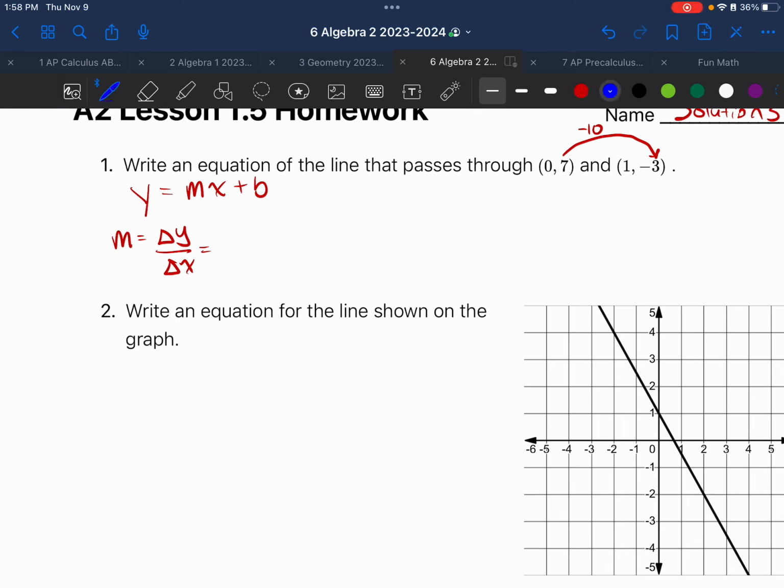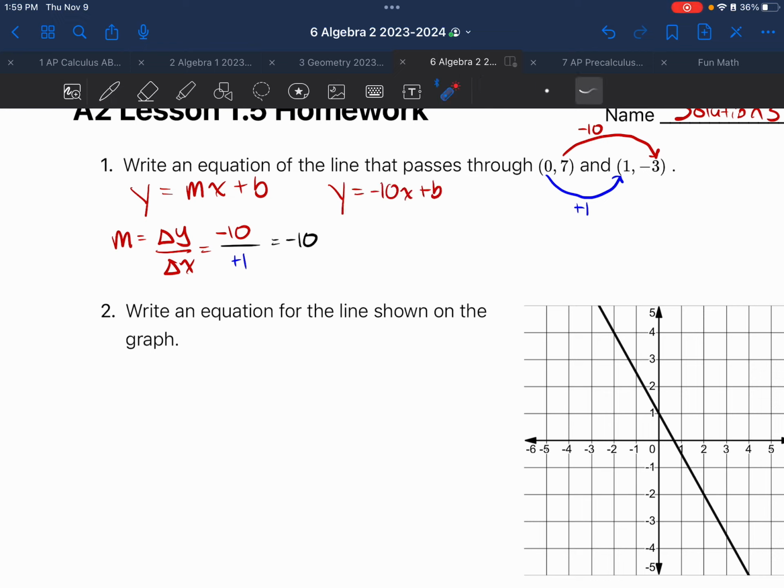How much did I change for the x's between 0 and 1? To get from 0 to 1, I just have to add 1. So those are the changes. My change in y is minus 10, and my change in x is plus 1. If I simplify this fraction, I just get -10. So there's my slope. Now I have the second iteration of my equation, which is y equals -10x plus b.